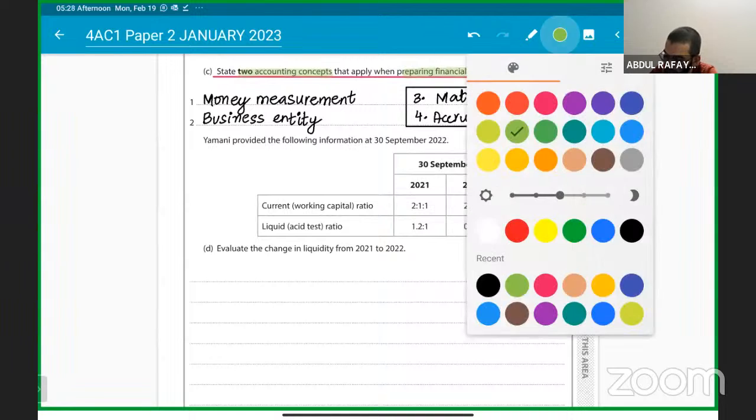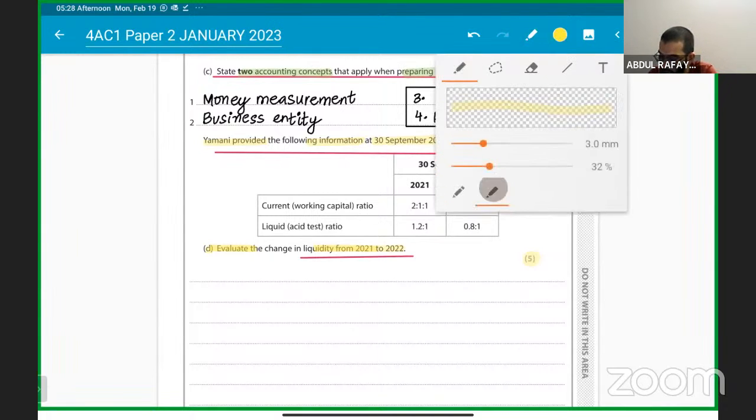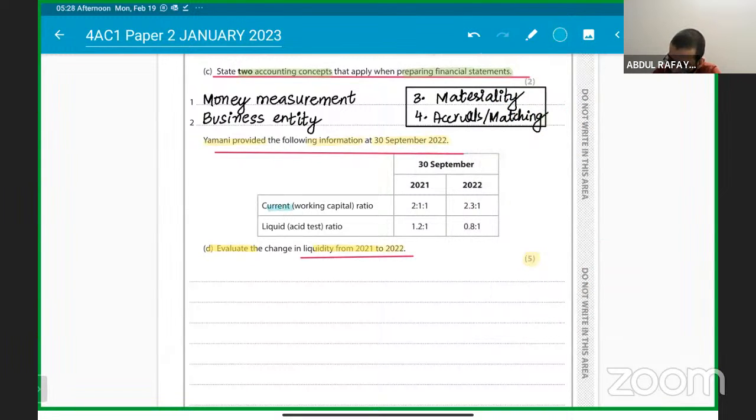Next is the last part of the question: evaluate the change in liquidity from 2021 to 2022. Again it's a ratios part. Yamini provided the following information at 30th September. At the end of the year she is providing us with information, and we have to evaluate the change in liquidity. We have the current ratio and the liquidity ratio. You should first know the definitions of these ratios, and then we'll see whether it's good or bad.